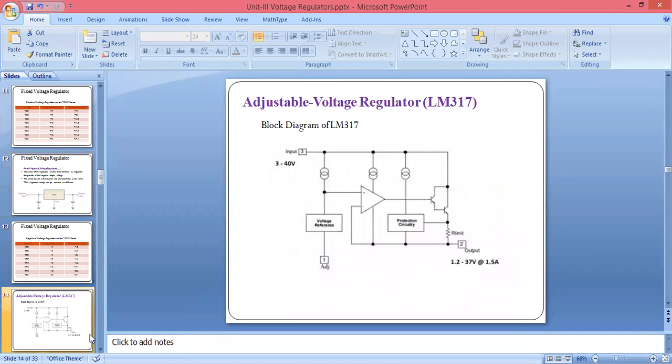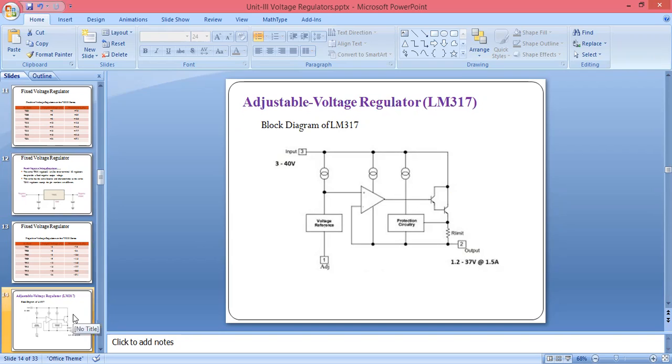Now we want to see the variable voltage regulator. In our syllabus we have to study LM317 and LM337. If you see, this is the block diagram for the LM317 using a transistor. It has an amplifier and a transistor. What we are doing here is, by using the LM317 power supply, we can regulate an input voltage which has a range of 3 to 40 volt. We can convert it into a positive 1.2 volt to positive 37 volt. It will be available at 1.5 ampere.